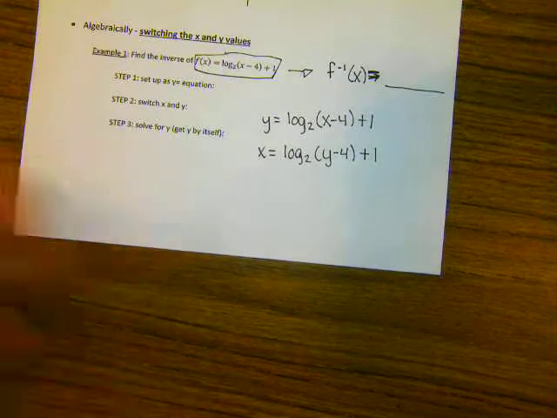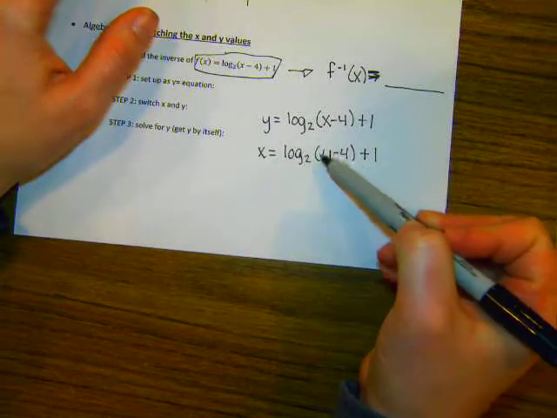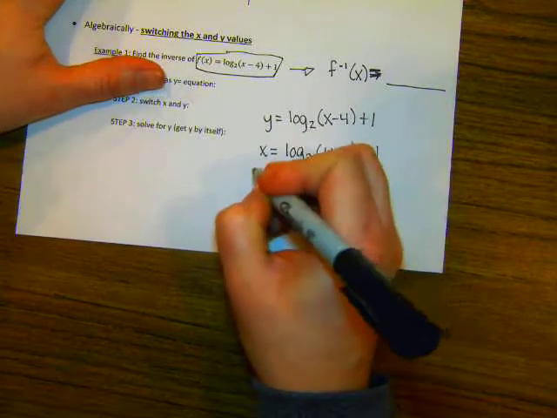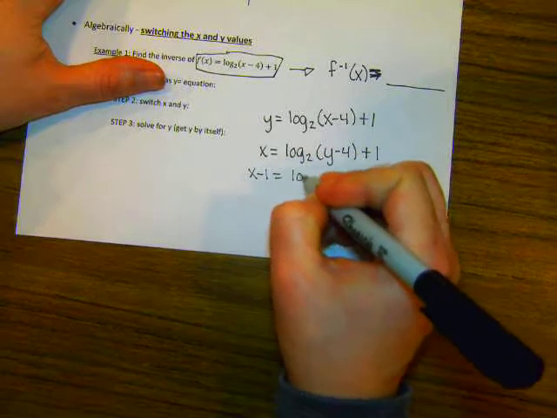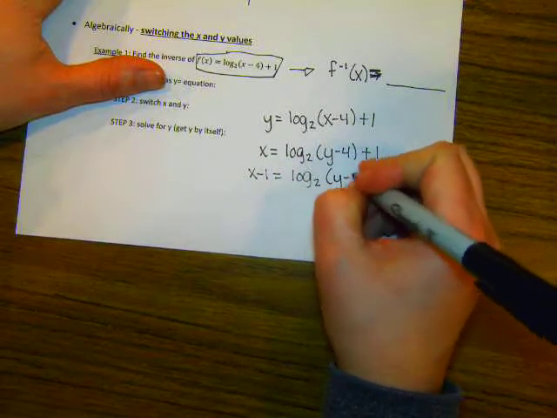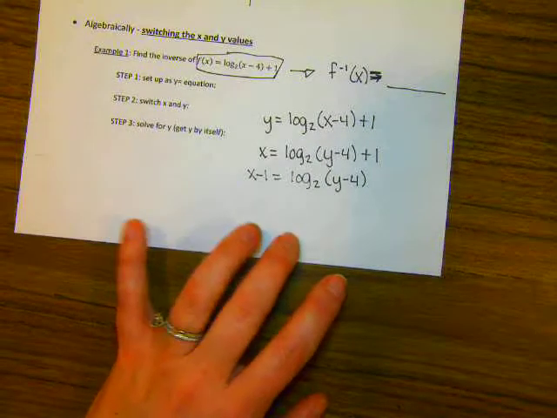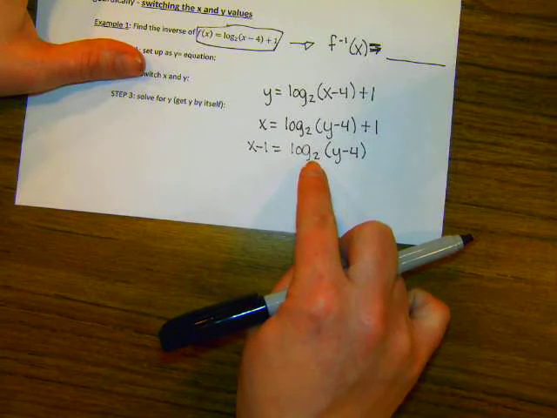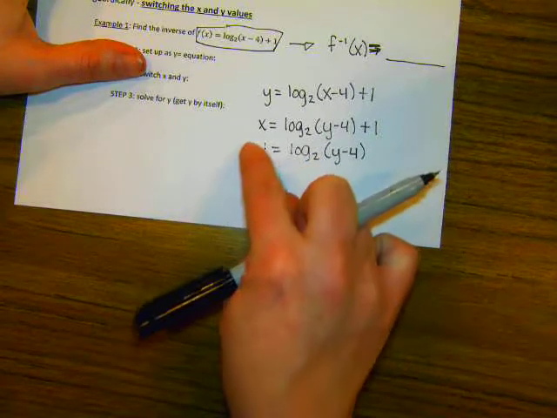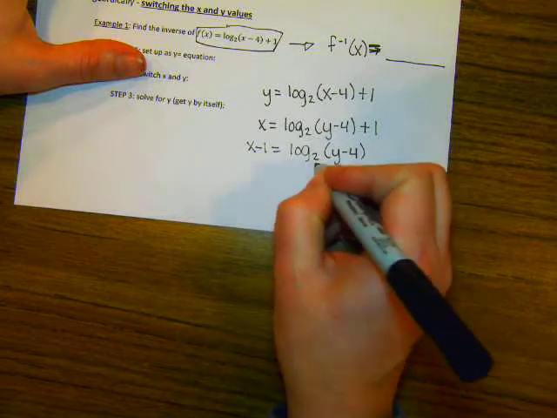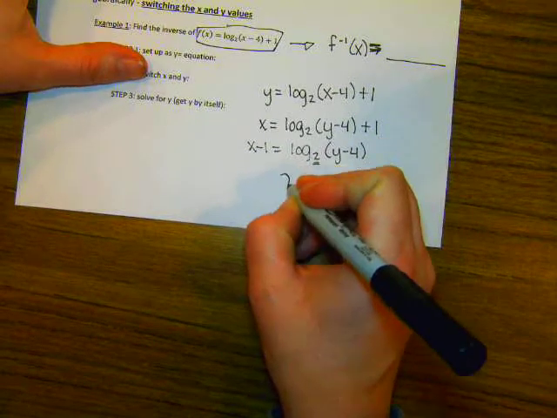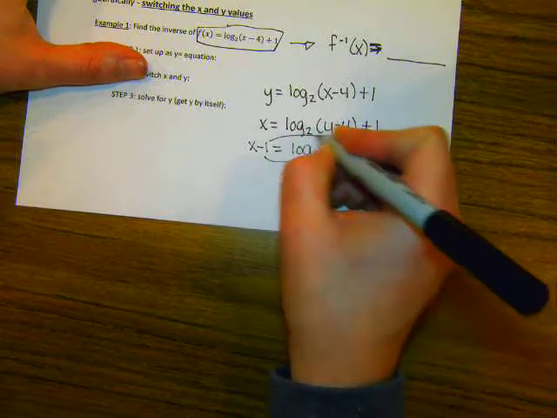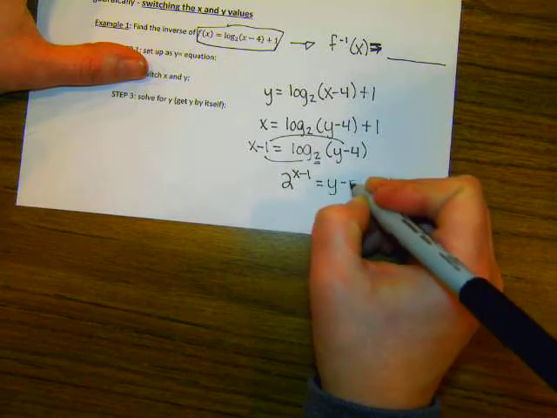Now your last step is you have to do your algebra skills. You want to get the y by itself. So what we're going to do is subtract the 1 first, so it'll be x minus 1. Then this is like solving any other equation that we've done. We have 1 log by itself, so the only way to get rid of the log is to do the loop method. Write an exponent. This has a base of 2, so I'm going to write it like this: 2 to the x minus 1 power equals y minus 4.